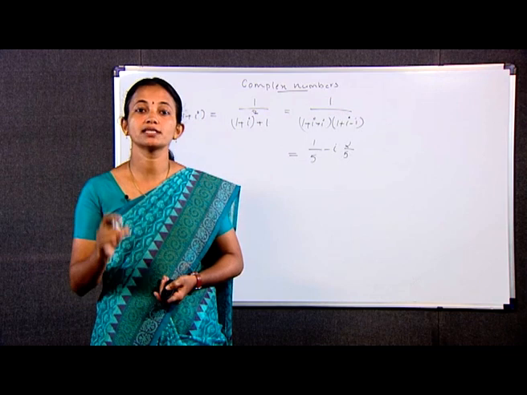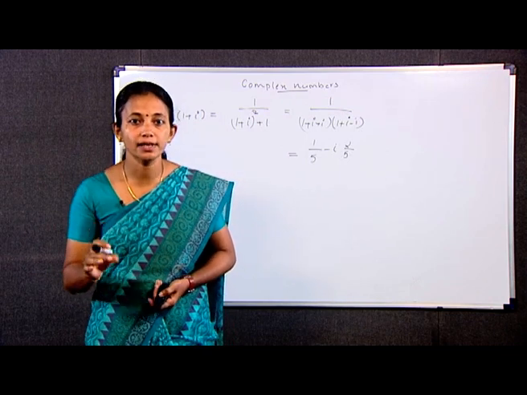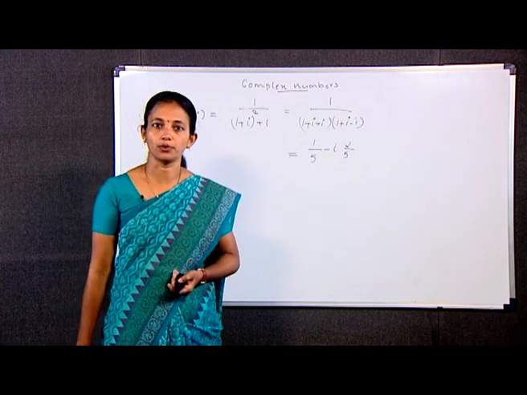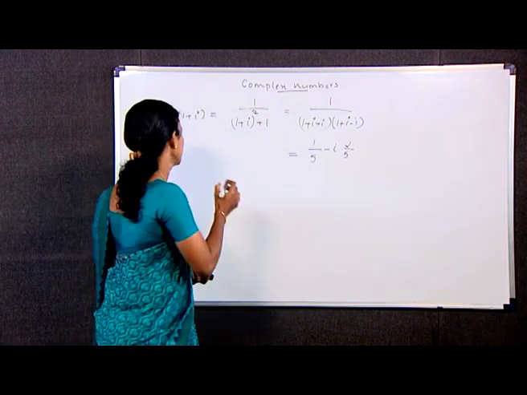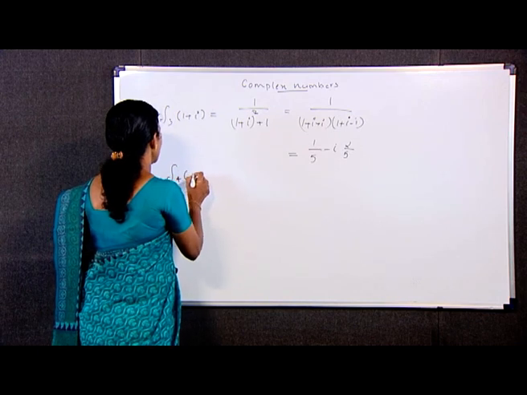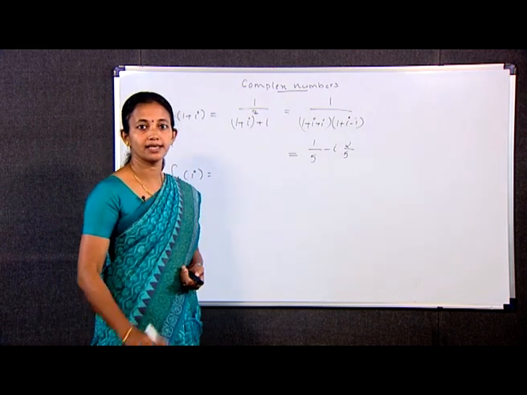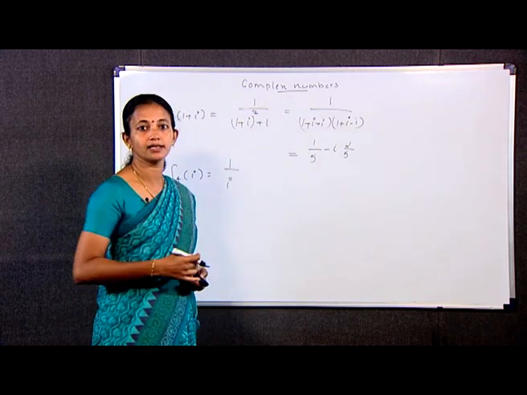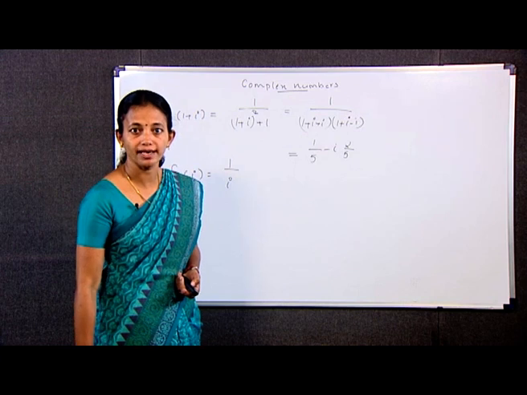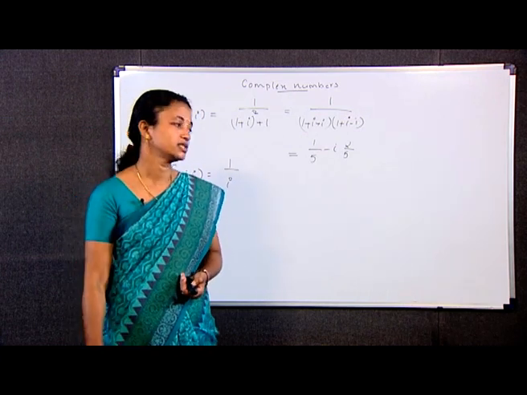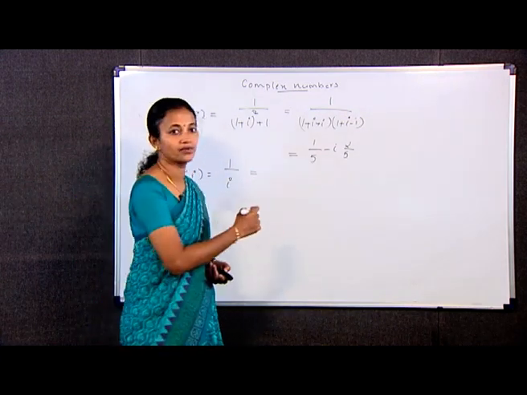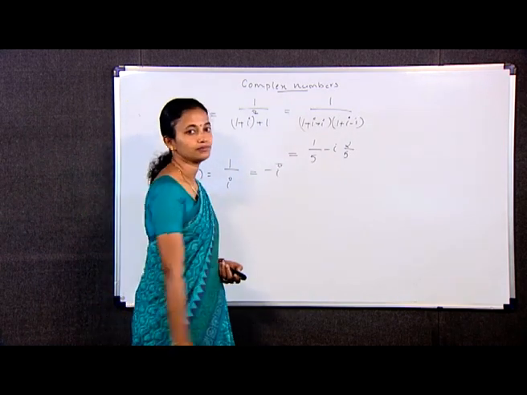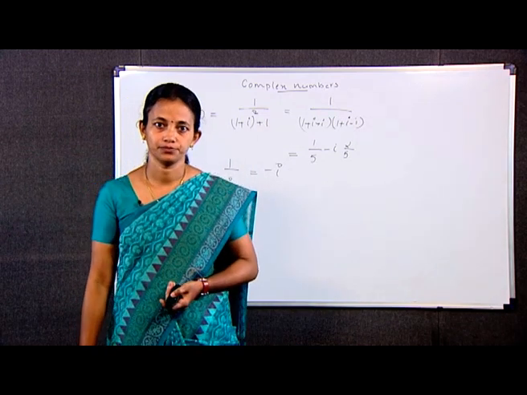f4(z) is equal to 1 by z is also a complex valued function of a complex variable z, since in particular f4(i) is 1 by i. Here, instead of z, we are taking z equal to i, which is equal to 1 by i into minus i by minus i, which is equal to minus i. This is a complex number.